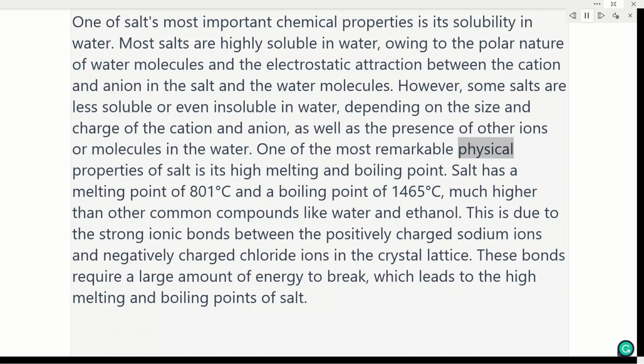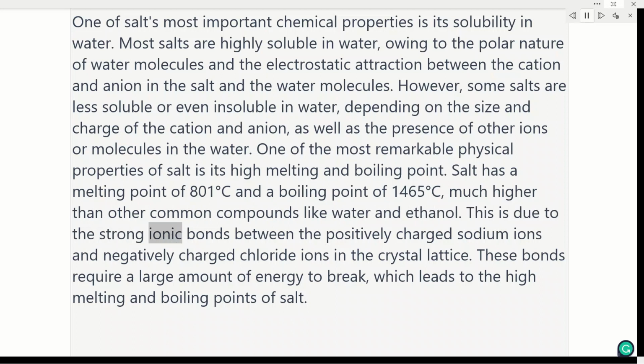One of the most remarkable physical properties of salt is its high melting and boiling point. Salt has a melting point of 801 degrees Celsius and a boiling point of 1465 degrees Celsius, much higher than other common compounds like water and ethanol.